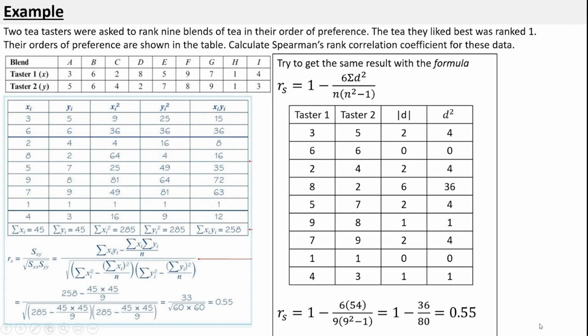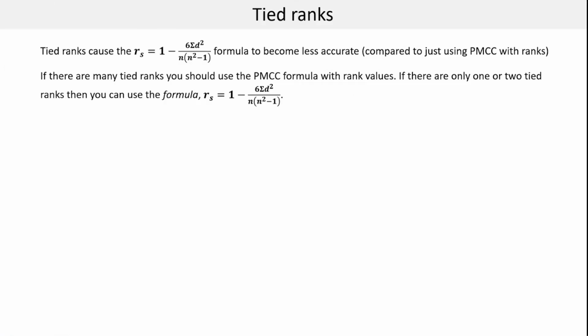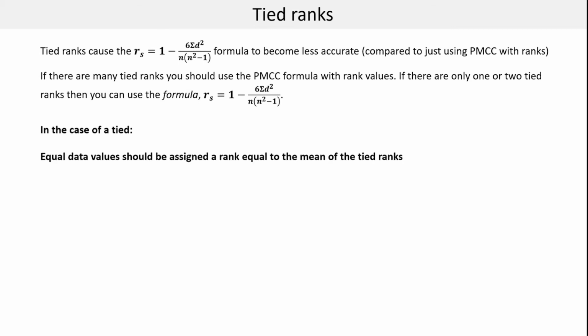Let's move on to a stipulation here. If you notice, this formula is always predicated by the fact that if there are no tied ranks, then we can go ahead and use this formula. If we do have tied ranks, it causes this shortcut formula to become less accurate, compared to the long way round. If we have tied ranks, we should be using the PMCC formula with the ranked values.